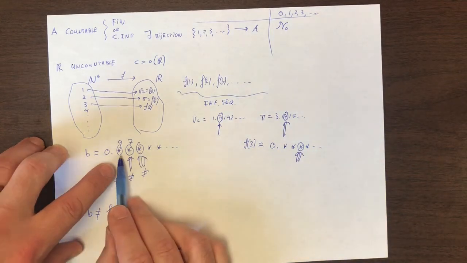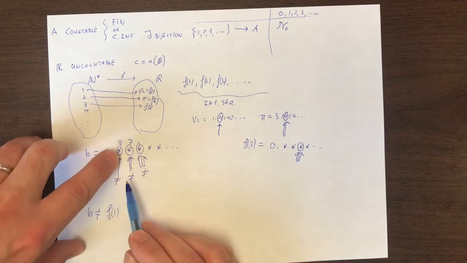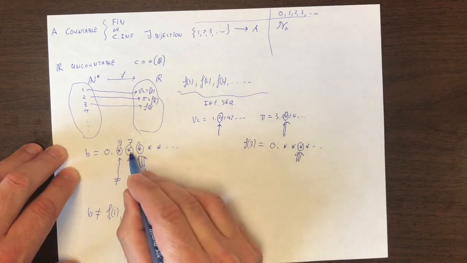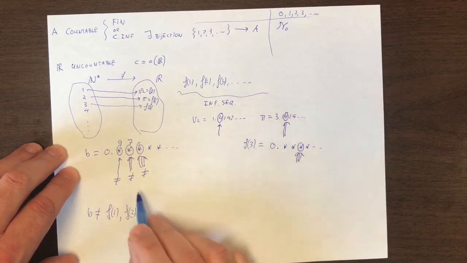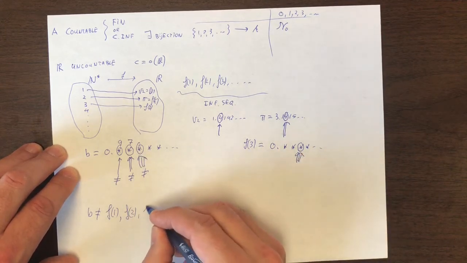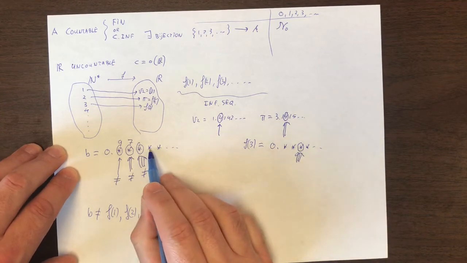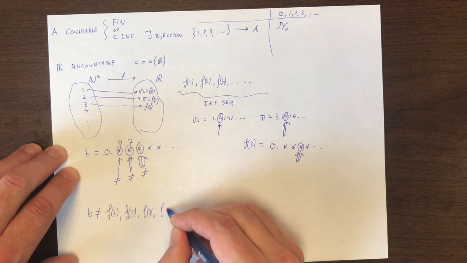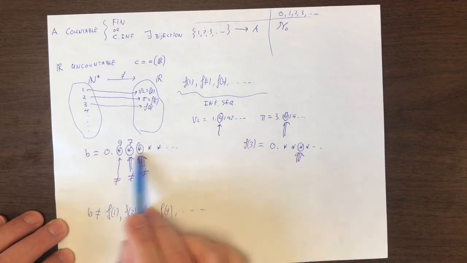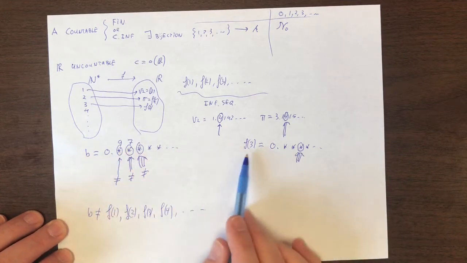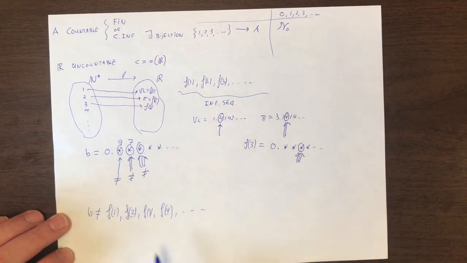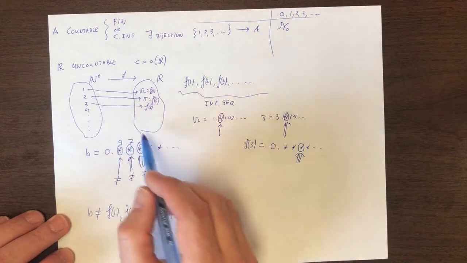Because the way I chose the first digit ensures that b is not f1, the way I chose the second digit ensures that b is not f2, and the way I chose the third digit ensures that b is not f3. And then likewise choose the fourth digit to make sure that b is not f4, and so on. So what you end up getting here is a real number. It's a 0 and a dot and an infinite string of digits. That's what the real number is. So you get a real number, and it's not any one of these.